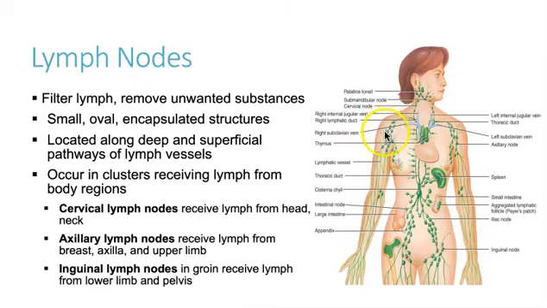So we'll see that these are these small oval encapsulated structures. They can vary in size, but be almost as big as an olive. And we find them in deep and superficial pathways of lymph vessels. They tend to be in clusters in areas, and the areas that they are most abundant is within the neck, called cervical lymph nodes, and those will drain the head and the neck. Or areas of the armpit known as the axillary lymph nodes, and this drains the lymph from the breast, the axilla, and the upper limb. And then we have our inguinal lymph nodes in the area of the groin that will drain the lower limbs and the pelvis.